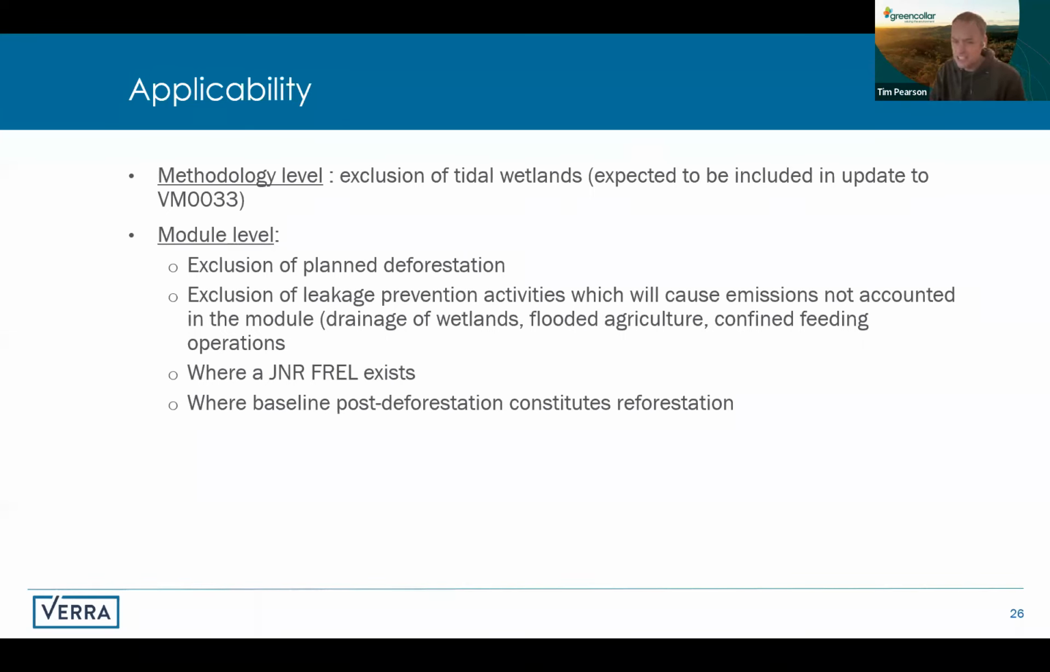We also exclude leakage prevention activities that are going to cause emissions that aren't accounted for, and this is essentially associated with drainage of wetlands, flooded agriculture, confined feeding operations. The module also excludes where a JNR FREL exists, where the project would therefore be sitting under JNR rather than under this BCS methodology, and also where baseline deforestation constitutes reforestation. We're looking to avoid that situation where there is a very small emission factor because the post-deforestation stock is very high, and this is situations where post-deforestation is not replanting with trees or allowing trees to regrow.